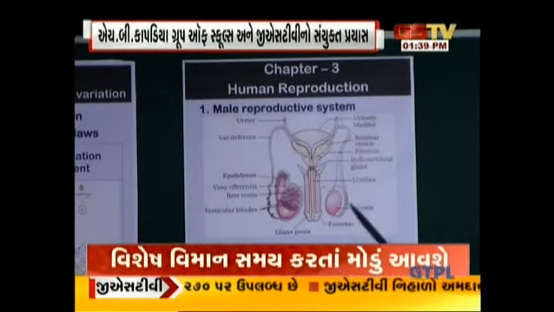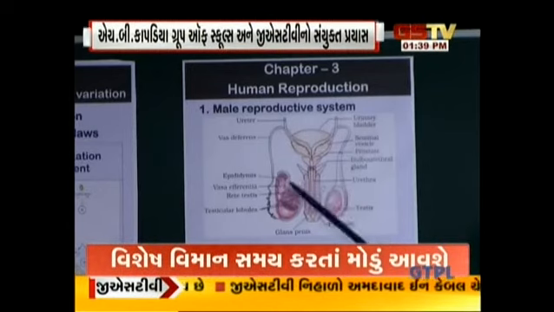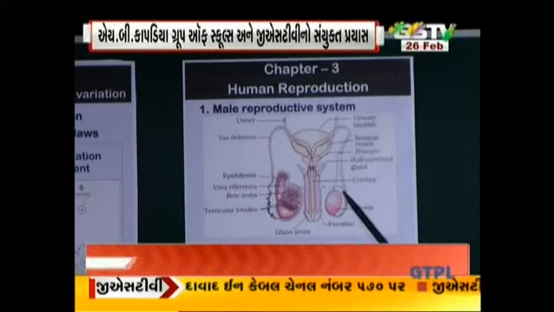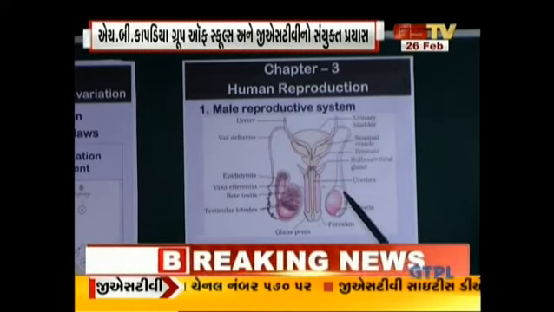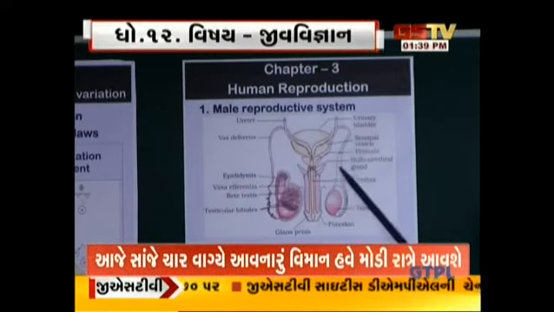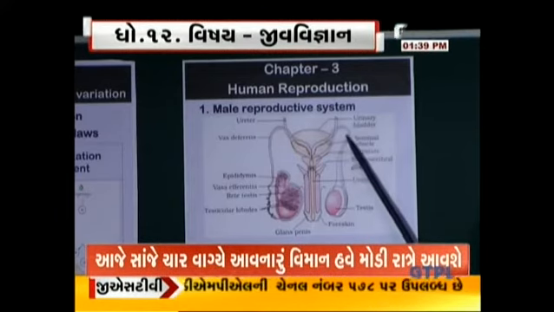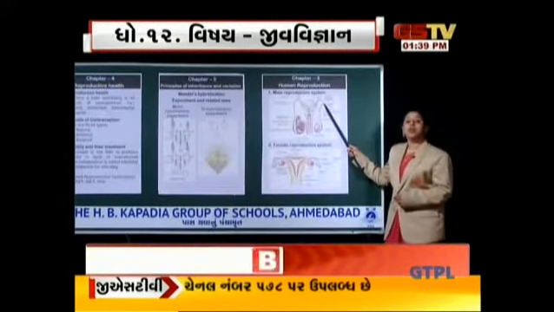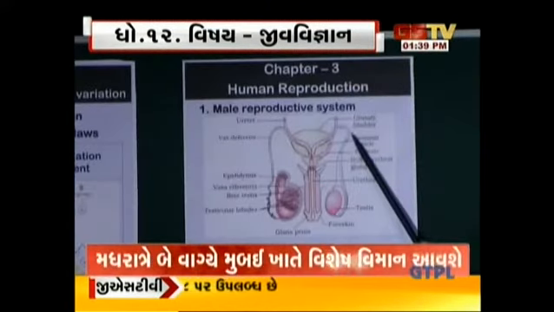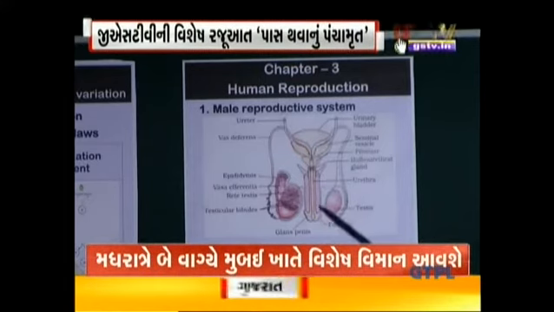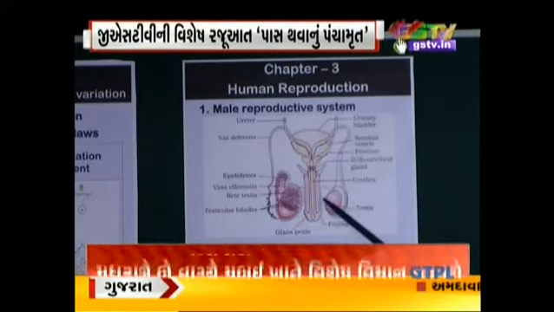This seminiferous tubule produces the sperm, which are the male gametes. Later the maturation of this sperm takes place in a small covering around the testis, which is called epididymis. After maturation, the sperms are taken to a tube-like structure. You can see a tube-like structure. What is the name of this tube-like structure? This is called vas deferens.